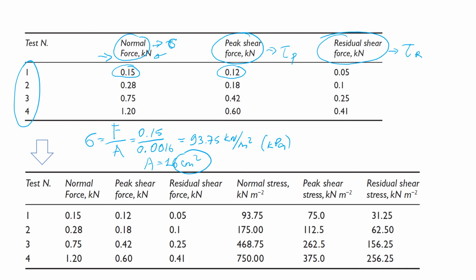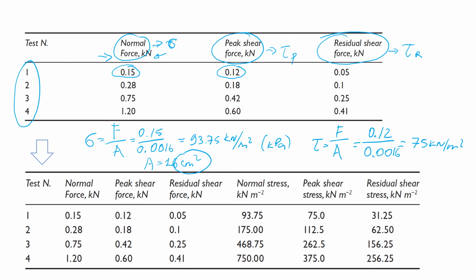Okay, and we can do the same for shear stress. So again, it's force divided by area. The area of the sample is still the same. It's just the direction we apply force is different. Normal force and shear force are in different directions, but the area is the same. So we know that peak shear force was 0.12, and we divide it by the area of 0.0016. That will give us approximately 75 kilonewton per square meter.